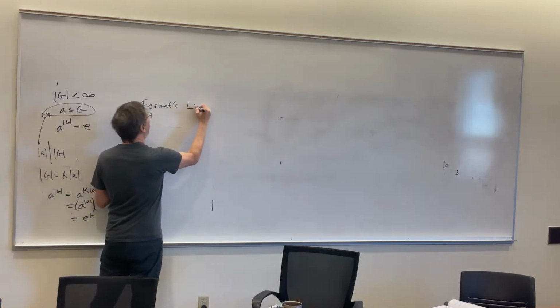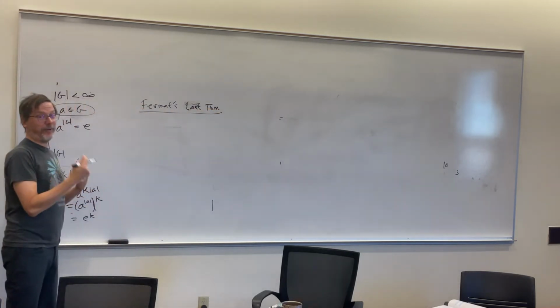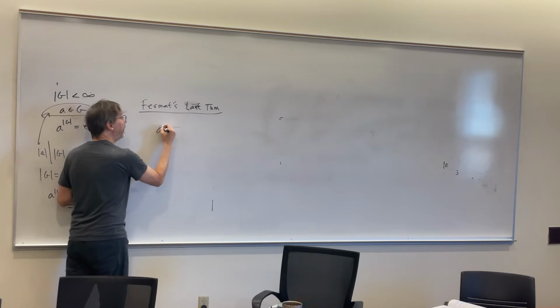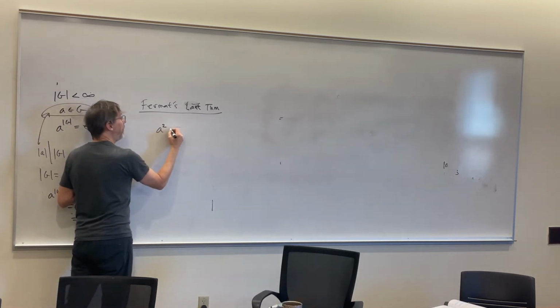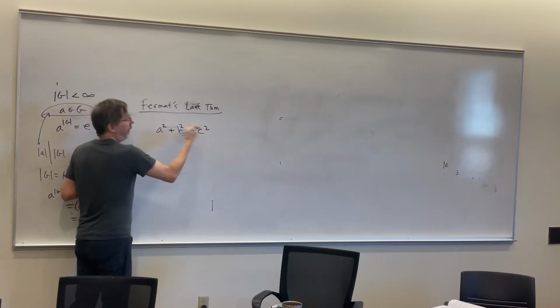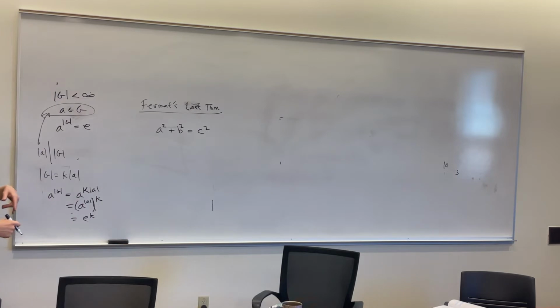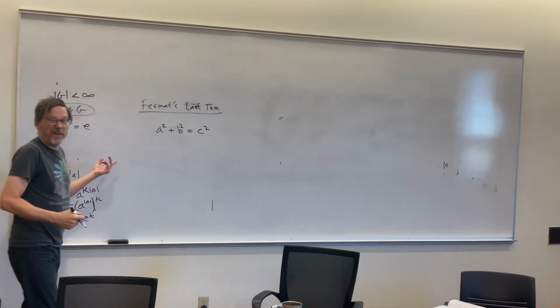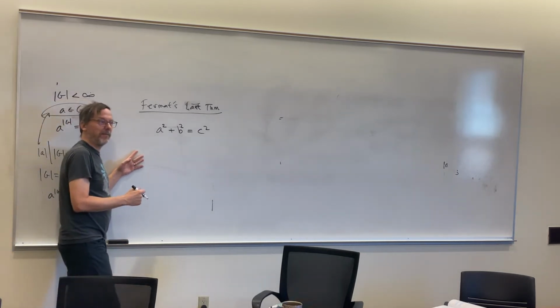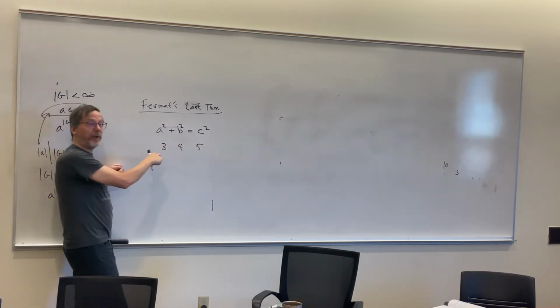So Fermat's last theorem is one of the greatest problems in math. It's a great story. We know that this equation, a squared plus b squared equals c squared, how many integer solutions a, b, and c are there to that? Can you give me one? 3, 4, 5, yeah. So these are called Pythagorean triples.